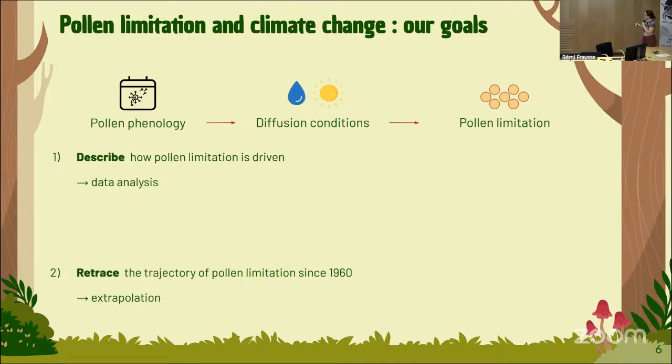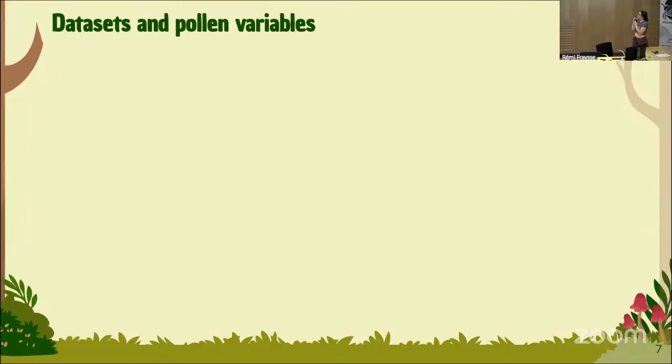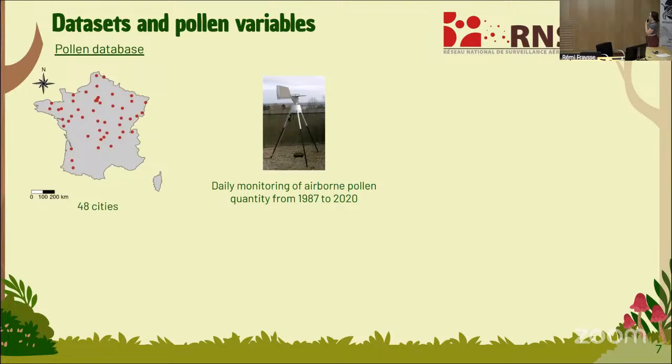And to do that, I worked in two main steps. The first one was to describe the whole chain of consequences I tried to describe in my introduction, from pollen phenology to pollen limitation. And then I tried to retrace the trajectory of this whole chain of consequences since 1960 through extrapolation of the whole chain. To do that, I had access to a pollen data set that was given to me by the French Network for Aerobiological Surveillance, which gave me access to the daily amount of airborne pollen for 48 cities throughout France.